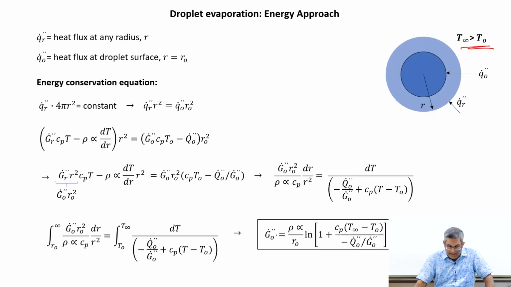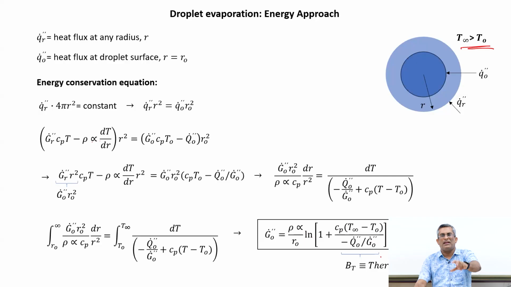So here we see that the vaporization mass flux is equal to rho times alpha. Earlier here we had the mass diffusivity. Here we have thermal diffusivity divided by R naught, ln of 1 plus Cp times (T infinity minus T naught) divided by this term here. Okay, and this is nothing but the thermal transfer number. So earlier we had the mass transfer number, here we have the thermal transfer number.